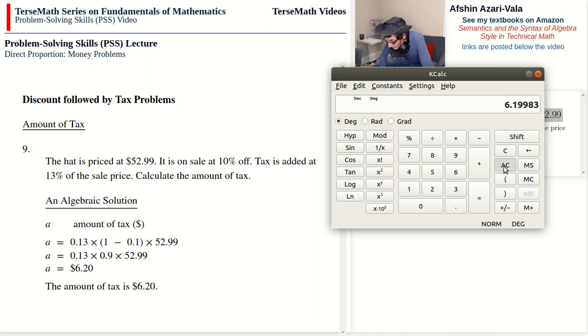So once again, enter the price, multiplied by, work out the percentage for sale price, 10% off, you pay 90%, 0.9, and then times the 13% for tax, 0.13, and we have $6.20.